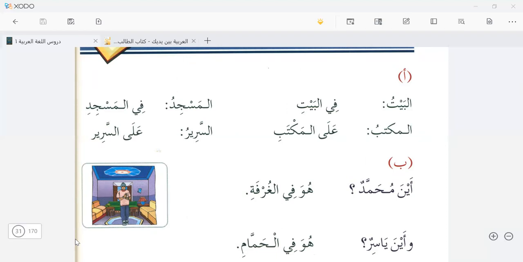Al-masjidu, the mosque. Fil masjidi, in the mosque. Al-maktabu, the desk. Al-maktabi, on the desk. As-sariru, the bed. Al-sariri, on the bed. So here you see that when a preposition is followed by a noun, we have kasra. It was dhamma here, but we have kasra. Here is dhamma, but here I think it's kasra also, but they didn't put any vowels. So when a noun is followed by a preposition, the dhamma becomes kasra.